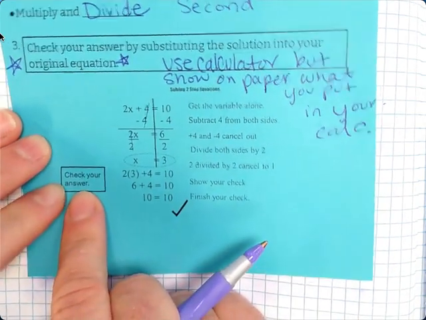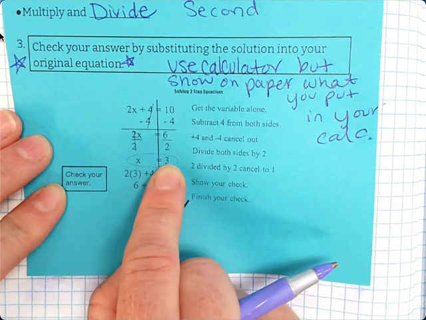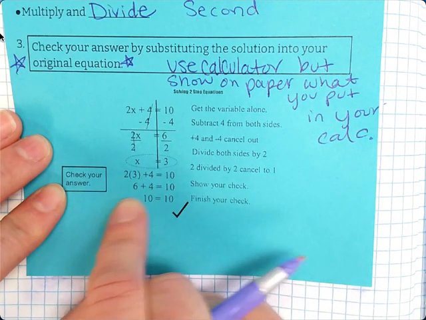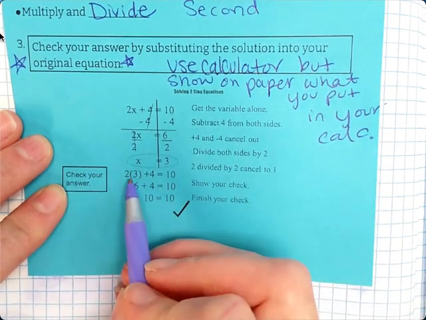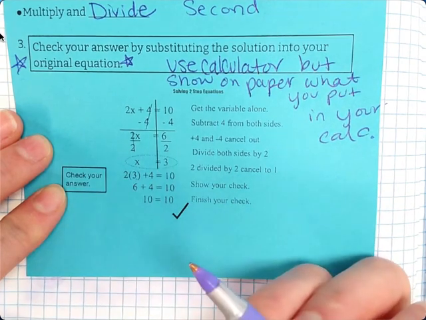And then you check your answer by plugging in your answer. So our answer is 3. So we write our equation without the x, but with the 3 instead. Plug it in. And this is what I would put in the calculator: 2 times 3 plus 4. But I can actually do that in my head.